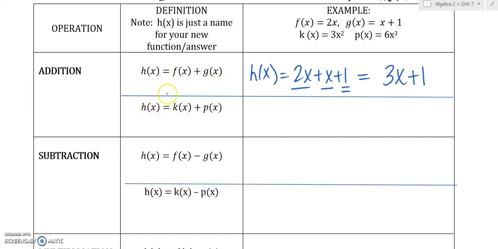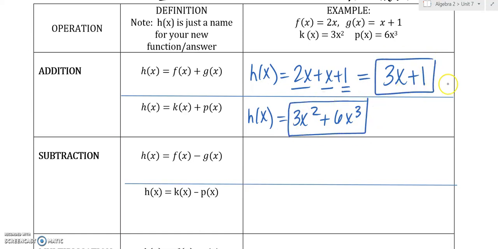Okay, my next one wants us to find h of x. This time I'm adding k of x, so that's 3x squared, with p of x, which is plus 6x cubed. As I'm looking at these, they are not like terms. I cannot combine those, so that's it. I can't go any further. That's adding. Taking two things, adding them together, looking to see if you have any like terms to combine.